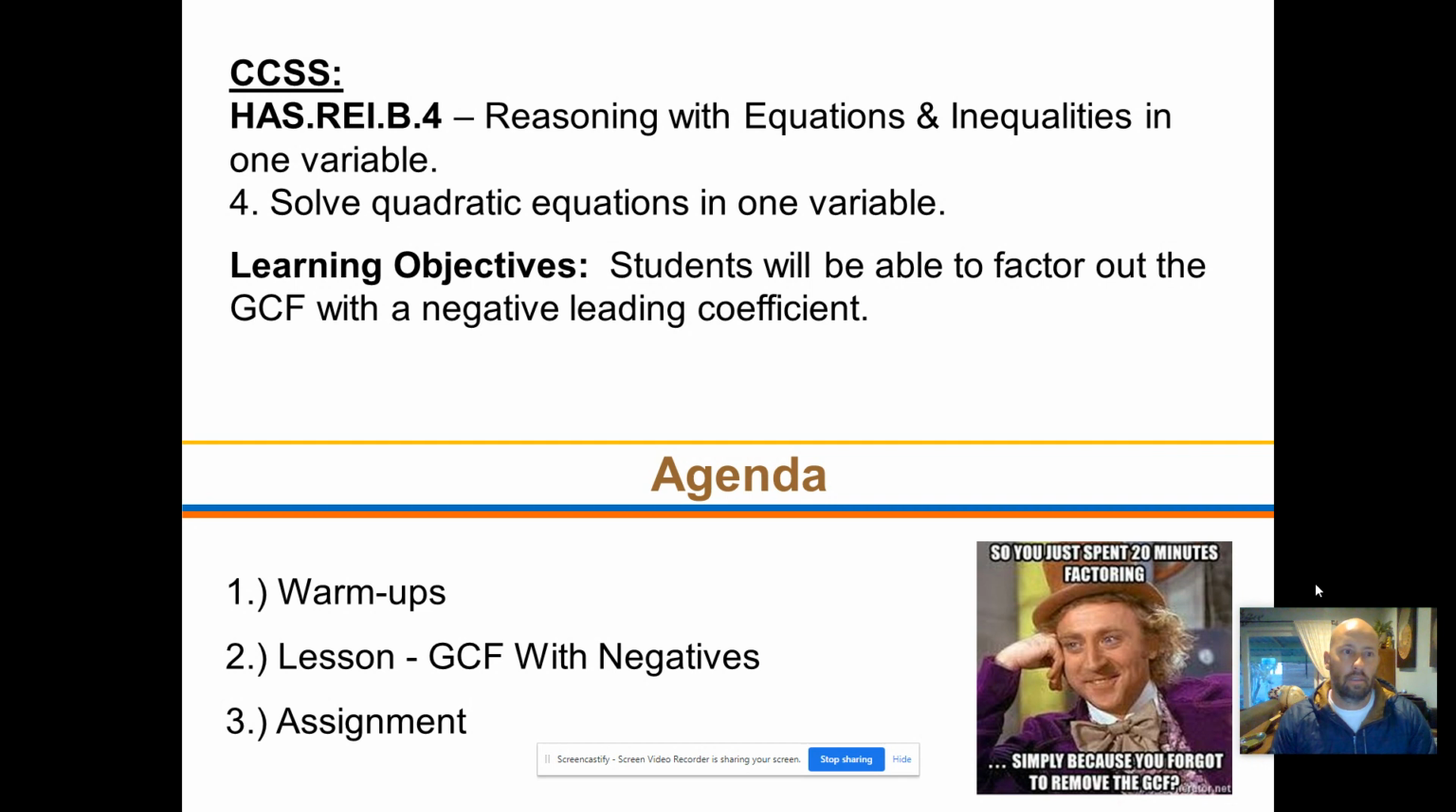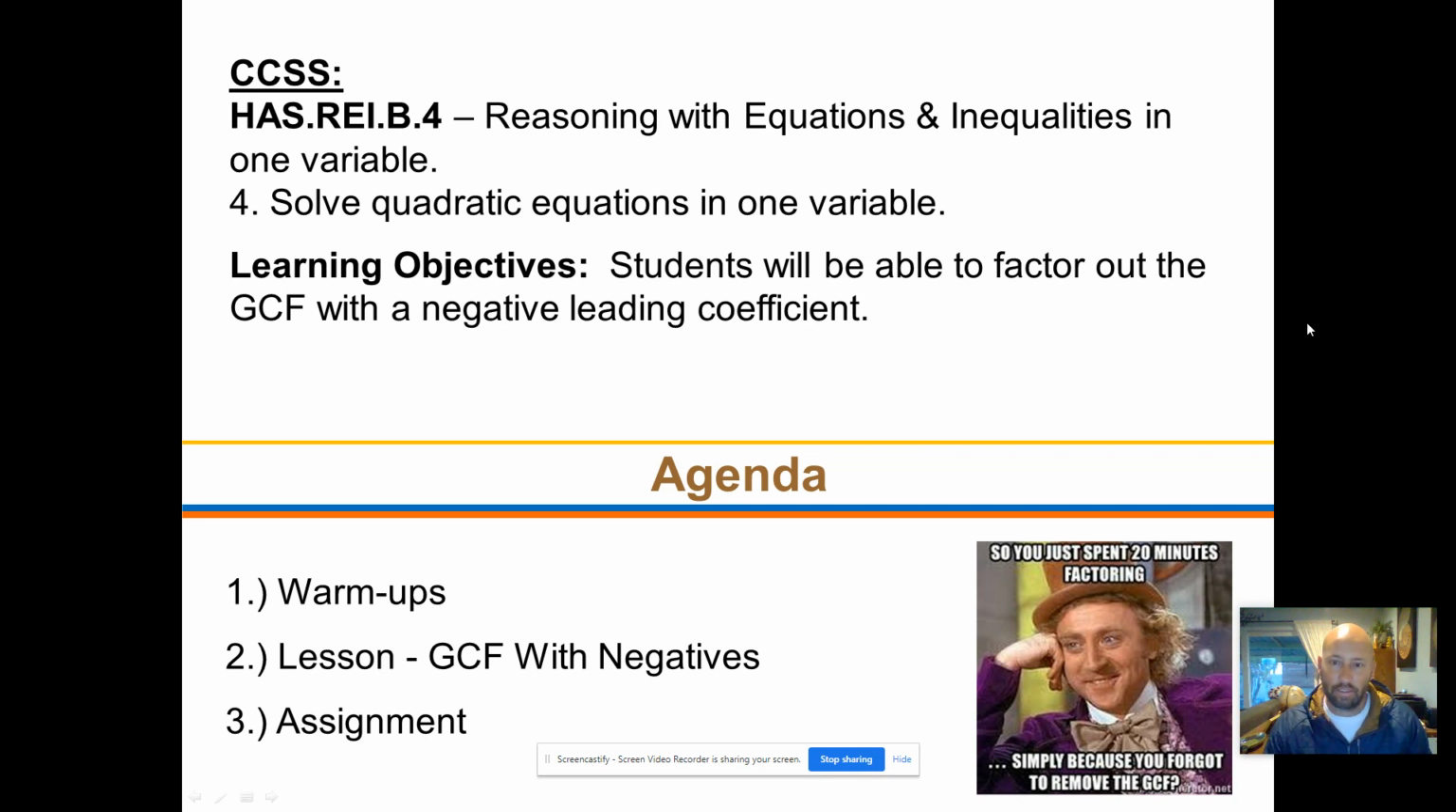So today we're going to be factoring out a GCF, but in this case we're going to be looking at them when they have a negative leading coefficient. If you remember, a leading coefficient is the number attached to the variable in the front. When I say in the front, in this case we're dealing with binomials, that's when the binomial is in standard form, meaning that its degrees are from greatest to least. So the front term should have the highest degree.